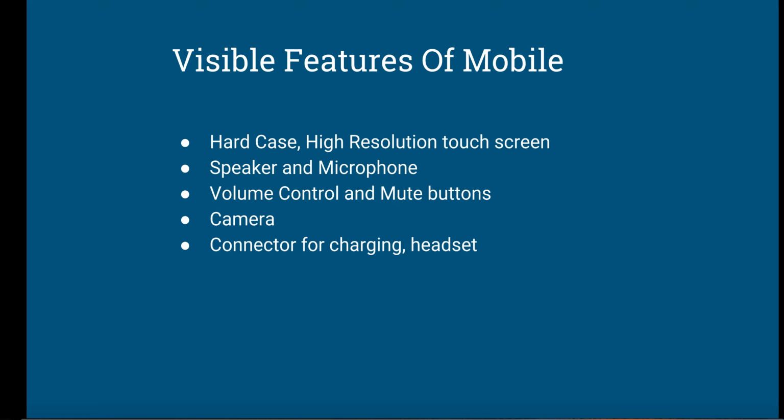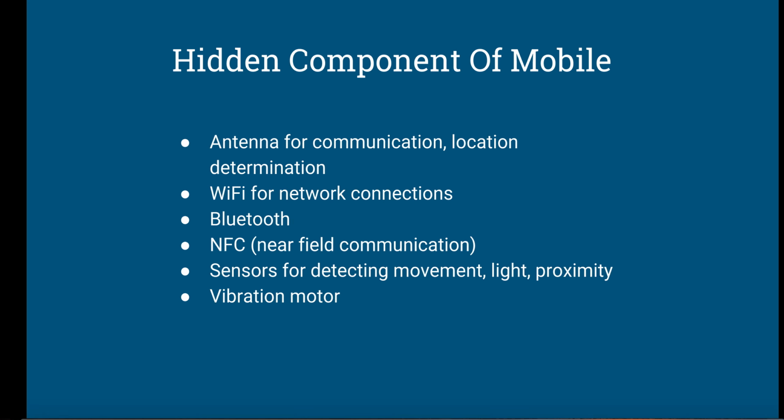Visible features of mobile. Whenever you look at the mobile, what are the visible features? Like hard case, resolution, touch screen, speaker, microphone, volume control, camera, charging connecting point, headset. These are the visible features of a mobile. Everybody can see. But a hidden component of a mobile which we never think of is the antenna. There is an antenna inside the mobile. It is not visible, but there is an antenna.